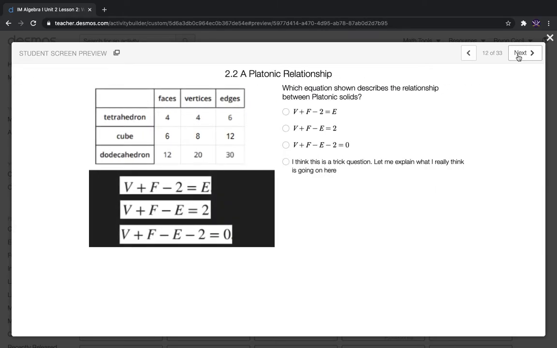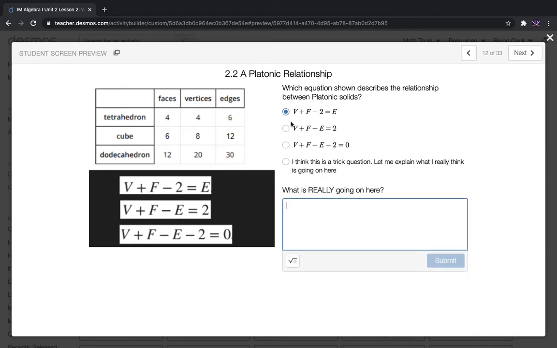Okay, so let's look at what they have. Okay, so we have these 2. They gave us 2 examples. Let's see if they work. So this says that on the first one, vertices plus the faces minus 2 equal the edges. Well, let's see if that works. 4 plus 4 is 8, minus 2 is 6. Okay, that does. 6 and 8 gives me 14, minus 2 is 12. Okay, so we see that does work.